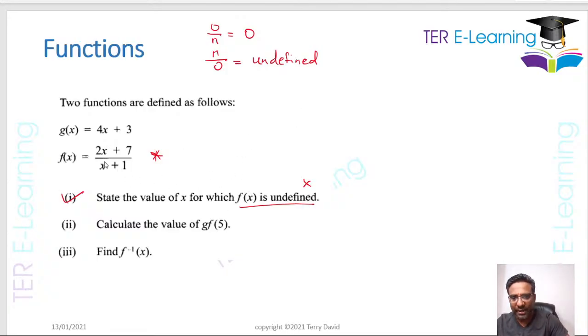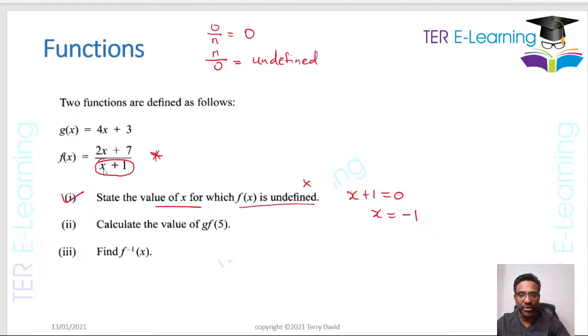So what I need to do is look at the bottom part here. To make the function undefined, the bottom part has to be equal to 0. So all we need to do in part 1 is say x plus 1 is equal to 0, and therefore x is equal to minus 1. And that's my answer there. So the value of x for which the function is undefined is when x is equal to minus 1.